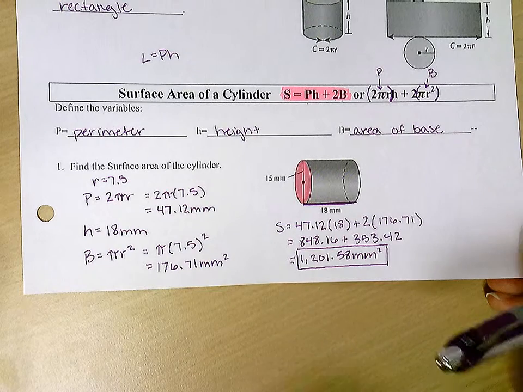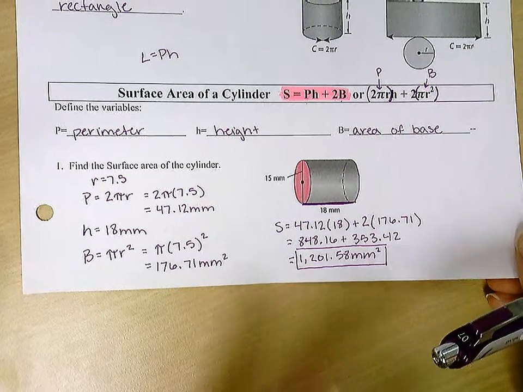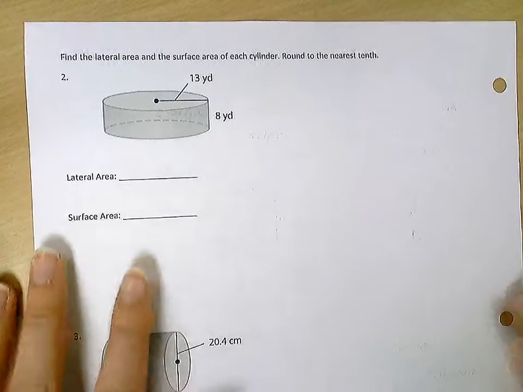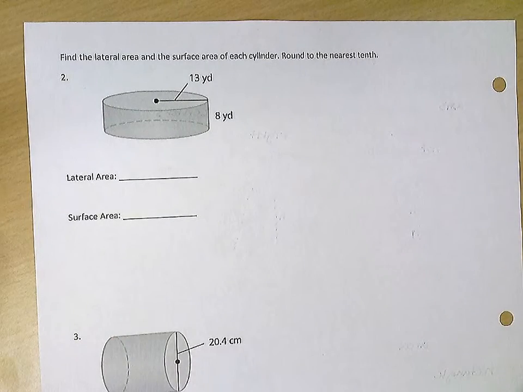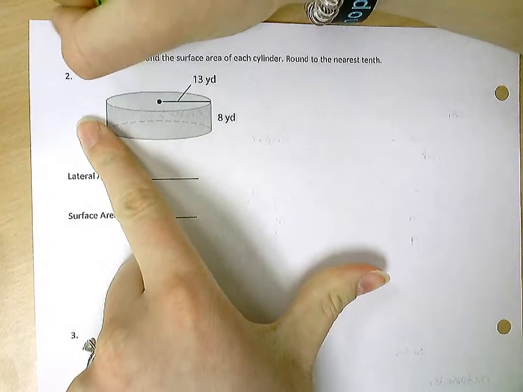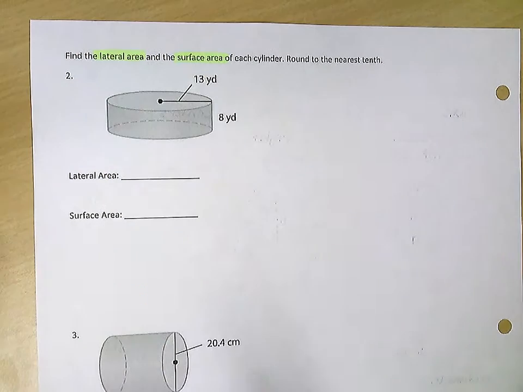We good? We got it all copied? All correct? All right. On the back, we want to find both the lateral area and the surface area. So we have to find lateral and surface area.